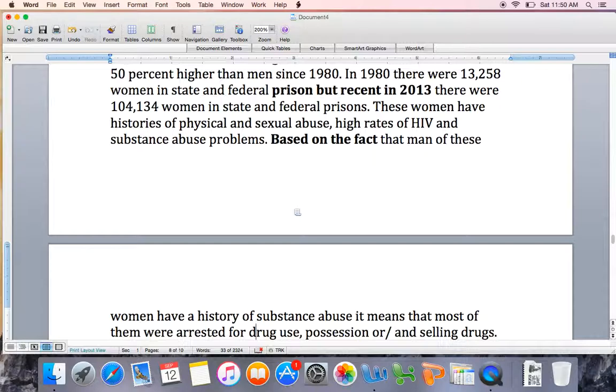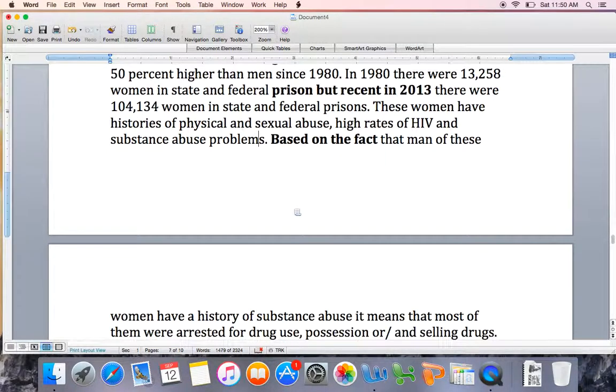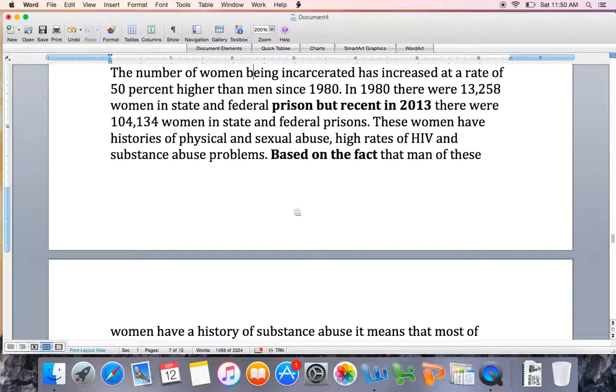Let's move on to "The war on drugs is the cause of the increased rate of women being incarcerated." Excellent. You're going to look at how the war on drugs is really the primary reason for women being incarcerated at a higher rate now than in the 80s, or than ever before. "The number of women being incarcerated has increased at a rate of 50% higher than men since 1980." Then that means that's your entire paragraph. That's everything you're going to look at.